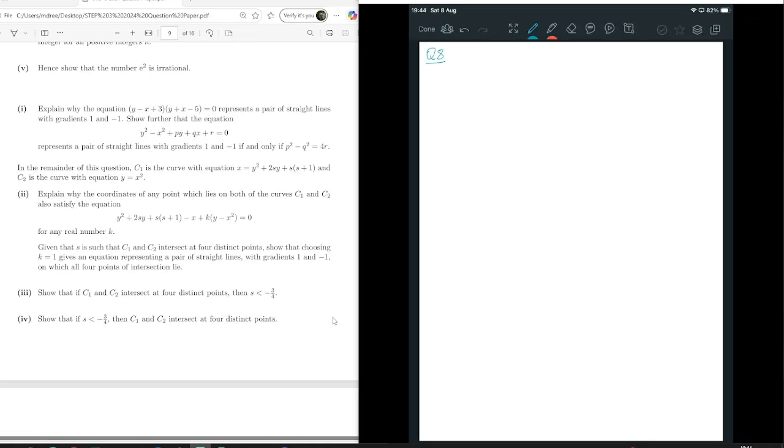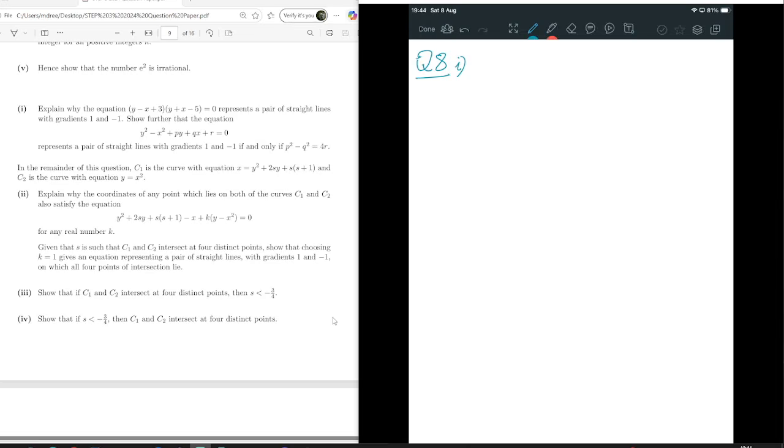This one is our last of our pure questions, and often question 8s of these papers include some completely new idea or concept. Not really on this one, although you will see the idea used in 8 part I may get used repeatedly throughout the question. So let's jump straight in.